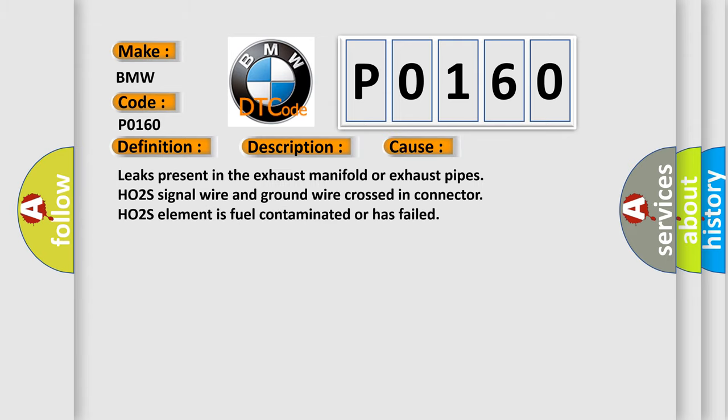This diagnostic error occurs most often in these cases: leaks present in the exhaust manifold or exhaust pipes, HO2S signal wire and ground wire crossed in connector, HO2S element is fuel contaminated or has failed.